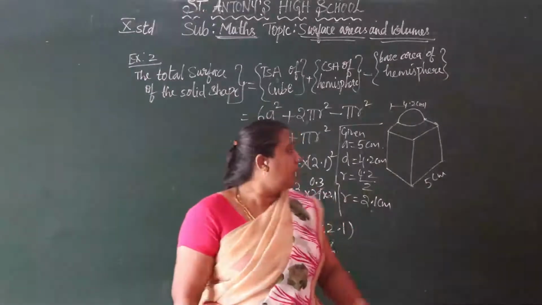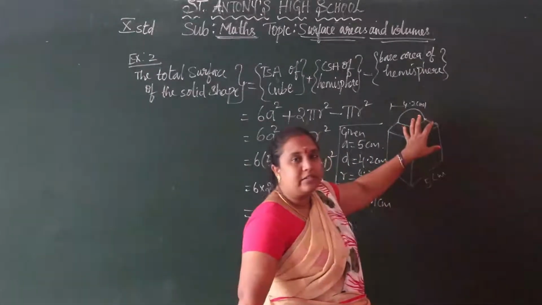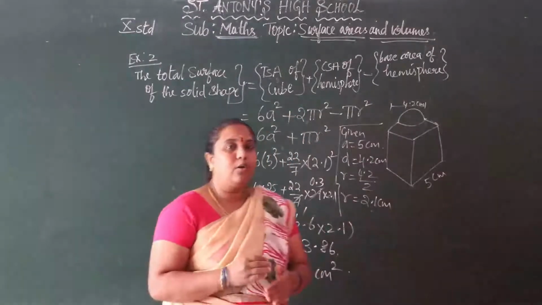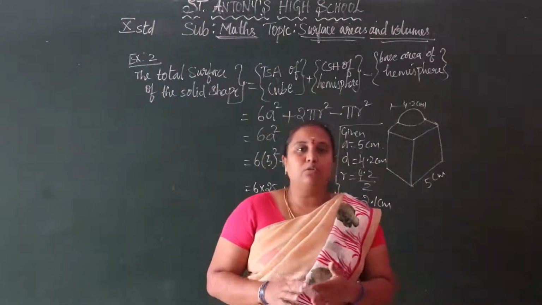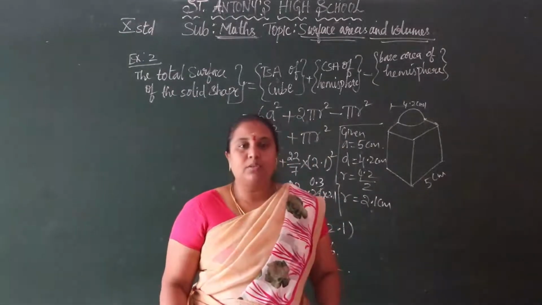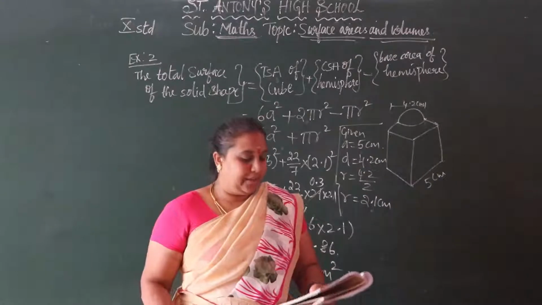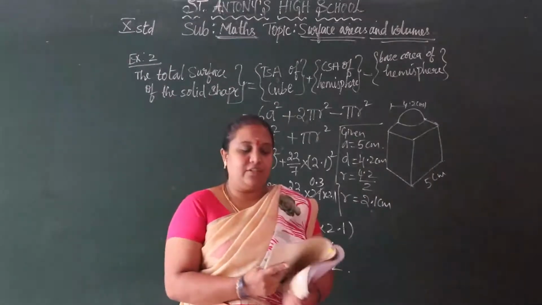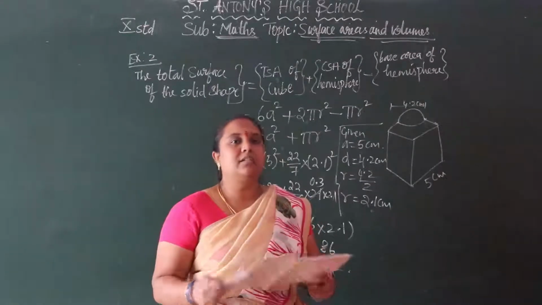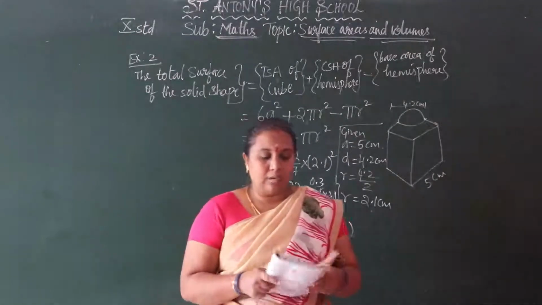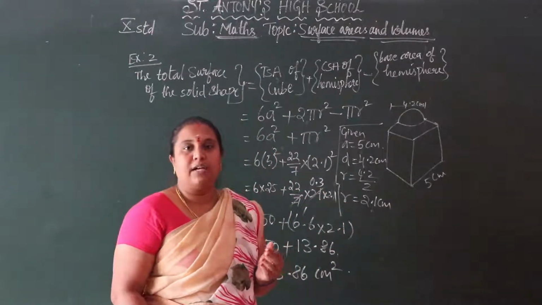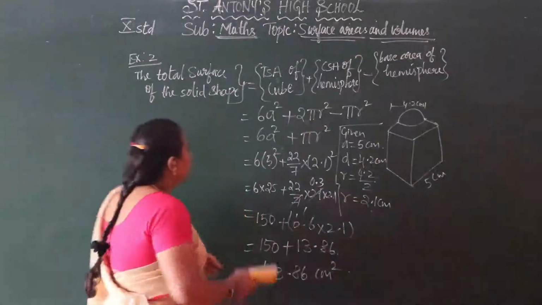So this is the value. We have to find the area of solid shapes by using the formulas. Before going to these problems, you have to know the formulas very well. Now let us move on to another problem, Example 3, given in your textbook, page number 132. Here also we have two solid figures.